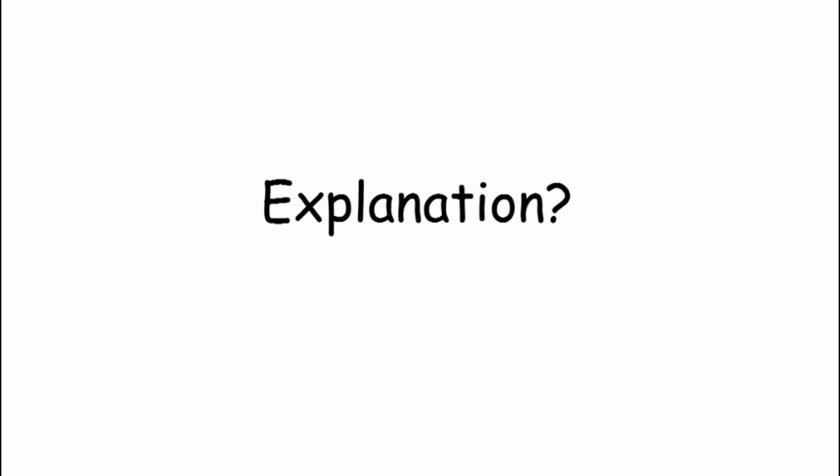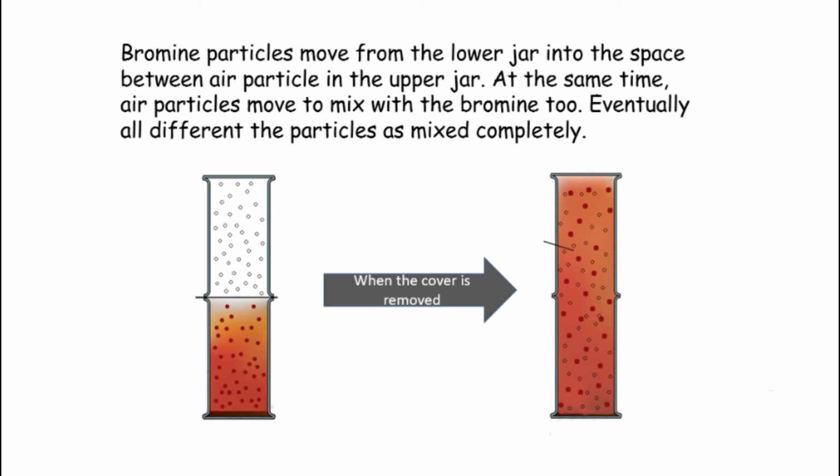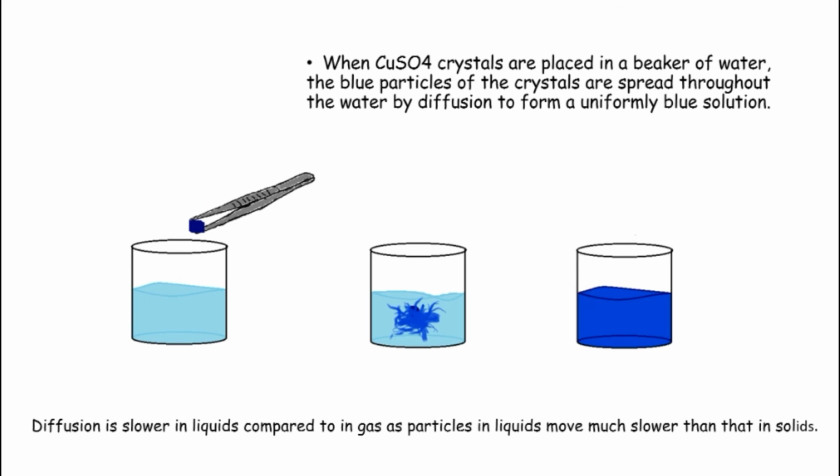Explanation? Bromine particles move from the lower jar into the space between air particles in the upper jar. At the same time, air particles move to mix with the bromine too. Eventually, all the different particles are mixed completely. Diffusion in liquids. When copper sulfate crystals are placed in a beaker of water, the blue particles of the crystals are spread throughout the water by diffusion to form a uniformly blue solution.